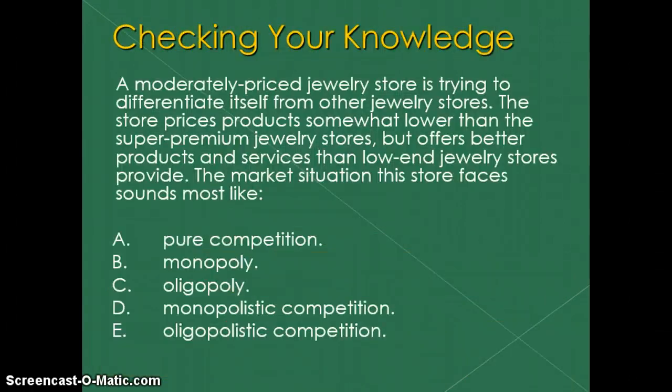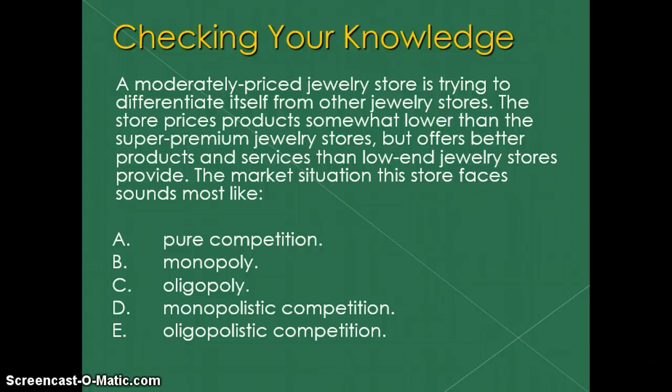Checking your knowledge. This one states, a moderately priced jewelry store is trying to differentiate itself from the other jewelry stores. The store prices products somewhat lower than the super premium jewelry stores, but offers better products and services than the low-end jewelry stores provide. The market situation this store faces sounds most like A, pure competition, B, monopoly, C, oligopoly, D, monopolistic competition, and E, oligopolistic competition.